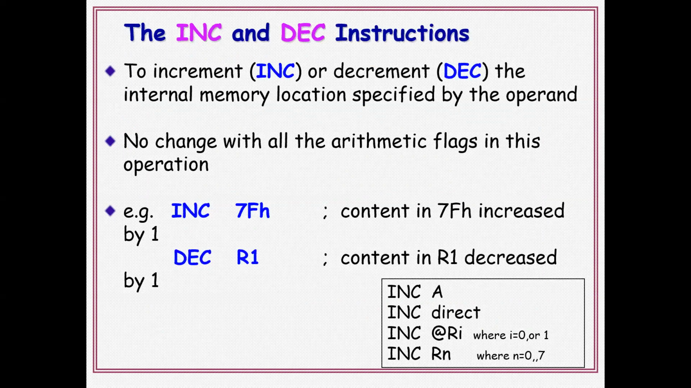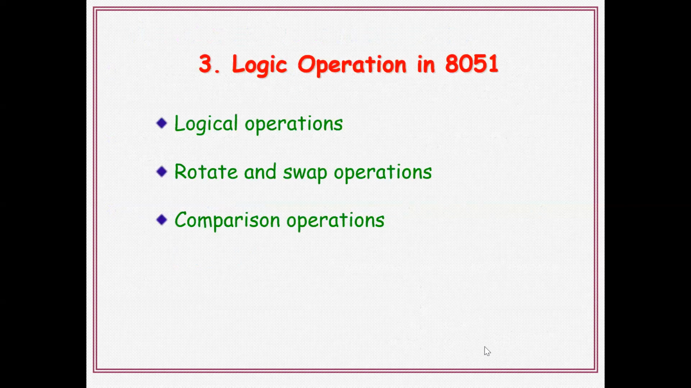These increment or decrement the internal memory location specified by the operand. There is no change to any of the arithmetic flags in this operation. For example, first one, INC 7FH: the content of 7FH is incremented by 1. DEC R1: the content of R1 is decremented by 1. These support the accumulator, direct addressing mode, register indirect addressing mode, and register addressing mode. And the next instructions are logical instructions.